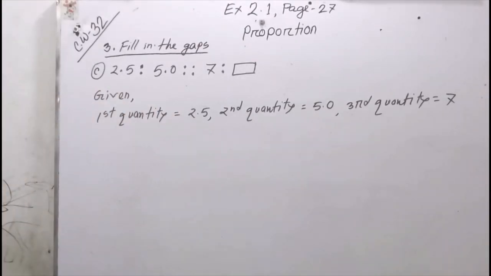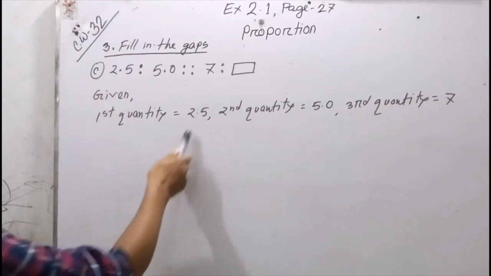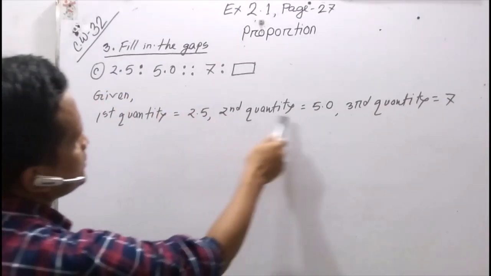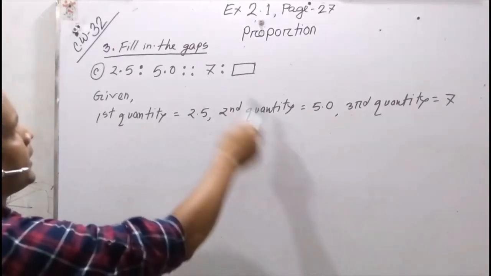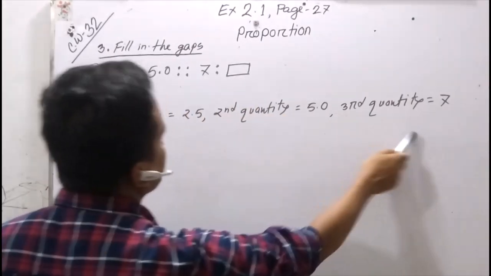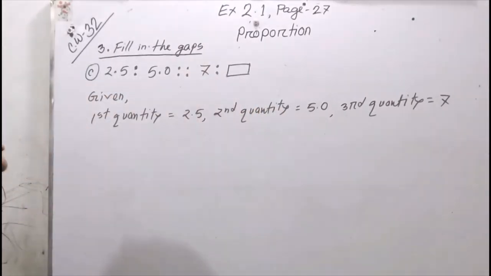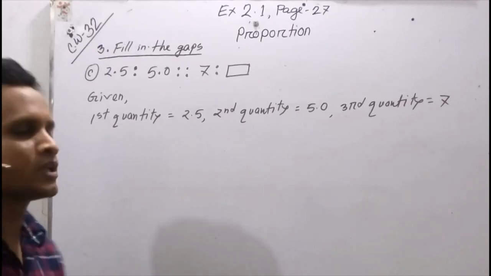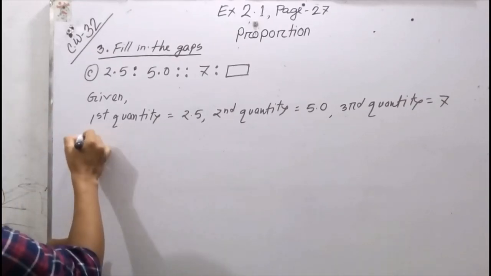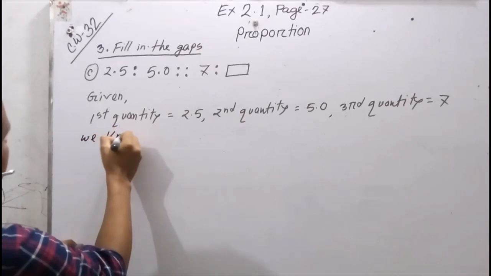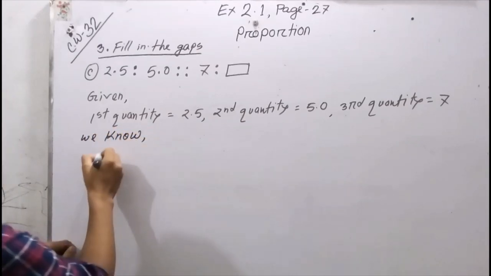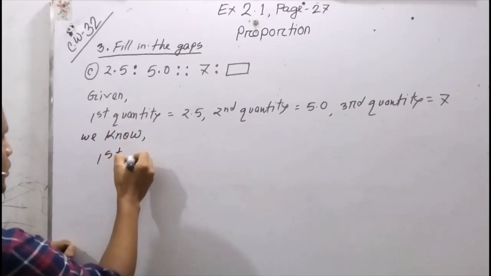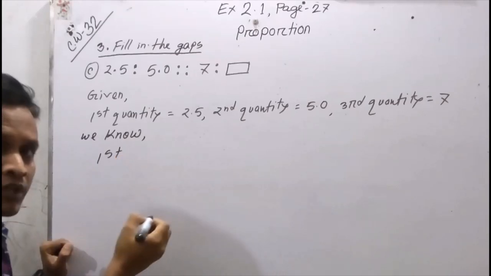So again we'll solve number 3, part C. Here, given the first quantity is 2.5, the second quantity is 5.0, and the third quantity is 7, and now we have to find the fourth quantity. The same statement again we have to write. Can you check the statement already, which one we have written?